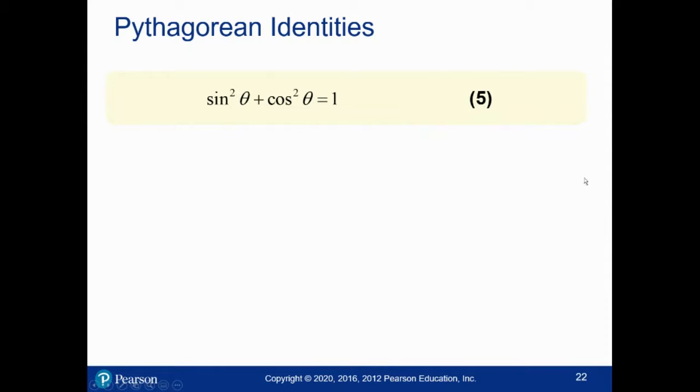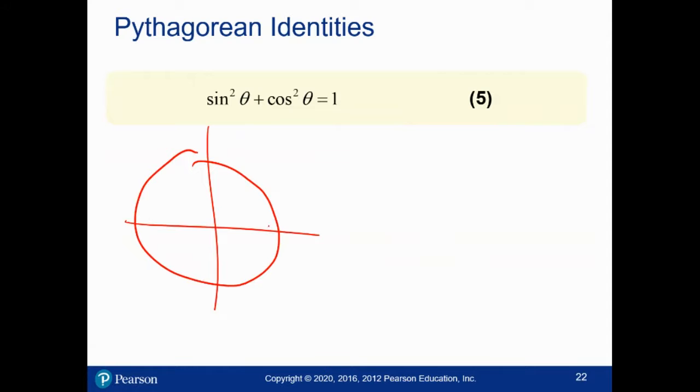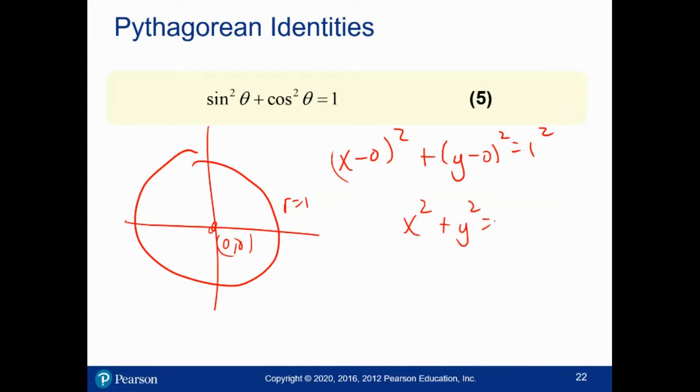Now we have this fundamental identity, sine squared theta plus cos squared theta equals 1. And then these associated identities. Now, what are labeled as equations 6 and 7 are not really new formulas. They're actually the same one as number 5. So let's understand why number 5 is true. And then we'll understand how 6 and 7 come from it. So we're on this unit circle. What's the equation of this circle? Since the radius is 1 and the center is at 0, 0, the equation of this is just x minus 0 squared plus y minus 0 squared equals the radius squared. Simplifies down to a nice x squared plus y squared equals 1.